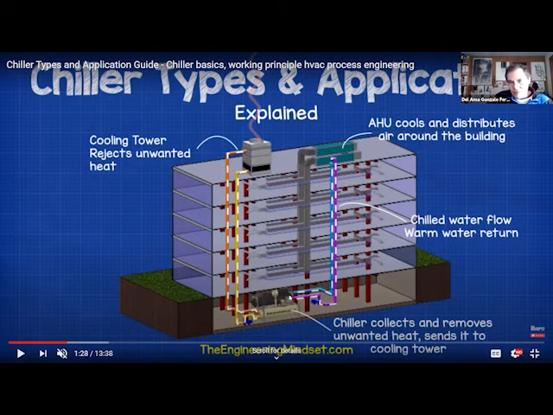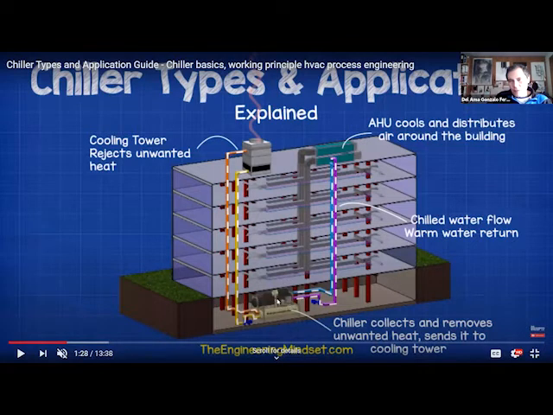And then from that chiller, we need another system. In this case, it's connected to an air handling unit, to the cooling coil of the air handling unit, and then we can distribute the air throughout the building. Okay, so this is the schematics.